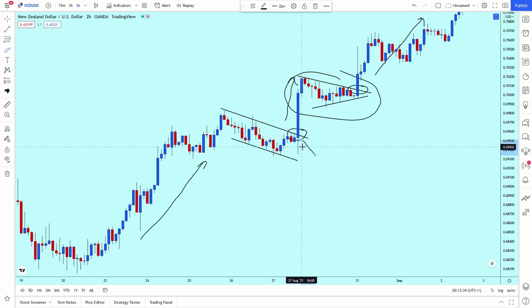So if you decided to buy here after this breakout and to buy here after this breakout, it would have been a good decision. So let's say you decided to buy after this breakout and after this breakout, and as you can see here, in both cases it was the right decision because price continued to go up.